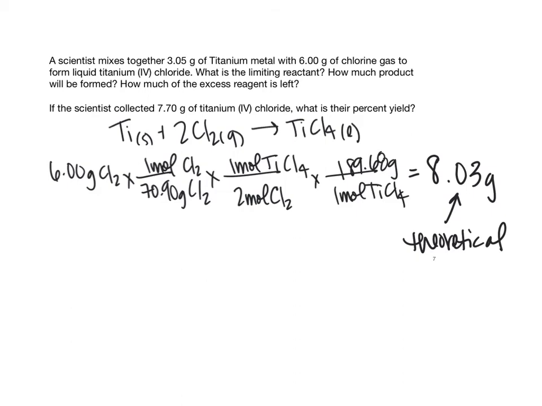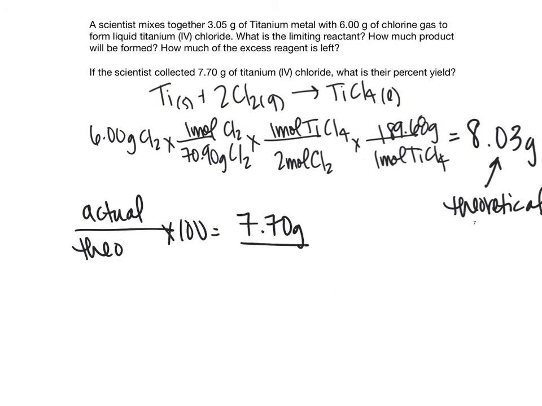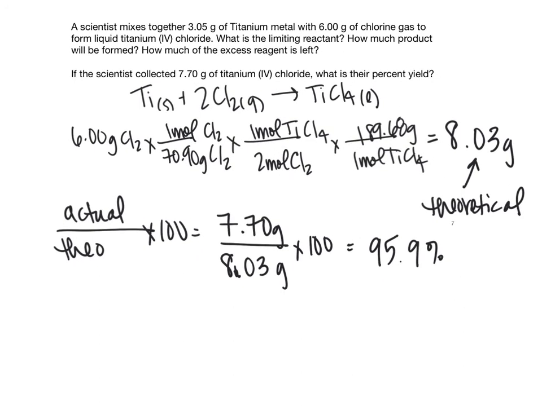So percent yield is actual divided by theoretical times 100. So we're going to take the 7.70 grams divided by the 8.03 grams that they should have gotten. We're going to multiply that by 100. And then we're going to get 95.9% yield. So in this case, they got 95.9% of what they expected.